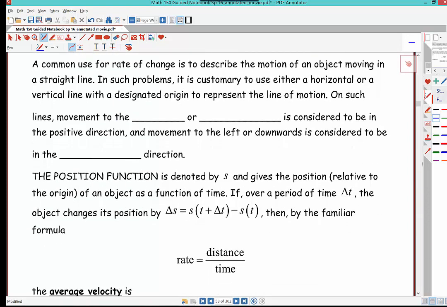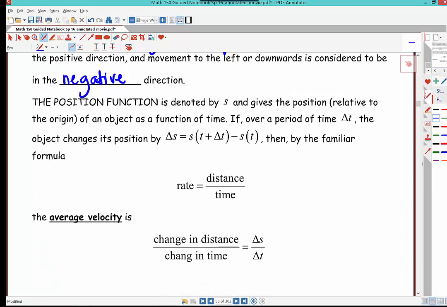A common use for rate of change is to describe motion of an object moving in a straight line. So in these kinds of problems, you're going to use a horizontal or a vertical line. Basically, movement to the right on a horizontal or up is considered to be in the positive direction, and moving to the left or downwards is considered to be in the negative direction. Okay, I'll put upwards.